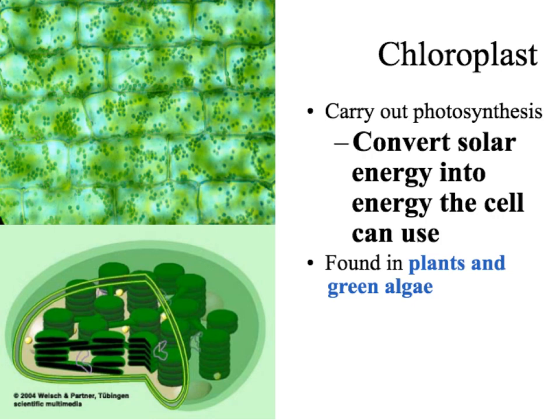Then the last organelle, again, this one is only found in plants. It is the chloroplast. We've talked a little bit about photosynthesis. This is the organelle that carries out photosynthesis and converts solar energy into energy the cell can use. So this is found in plants and green algae. All right.